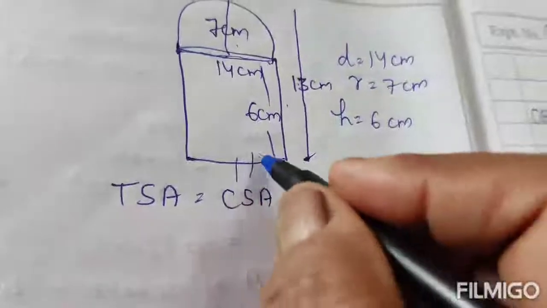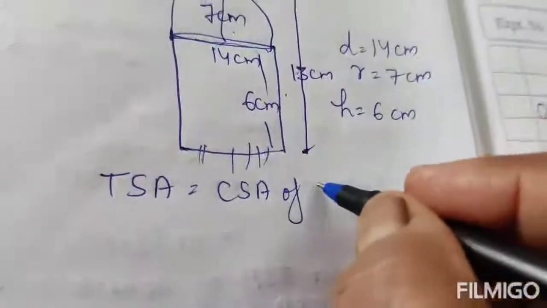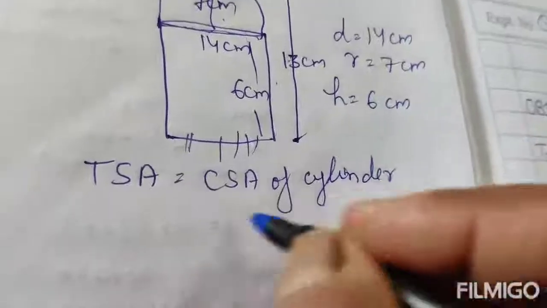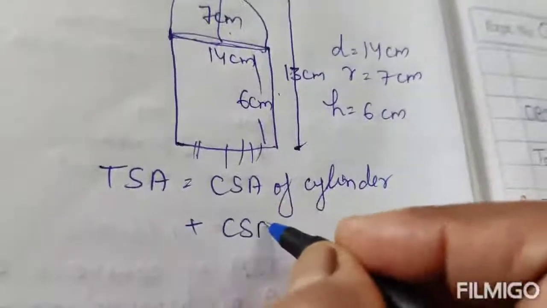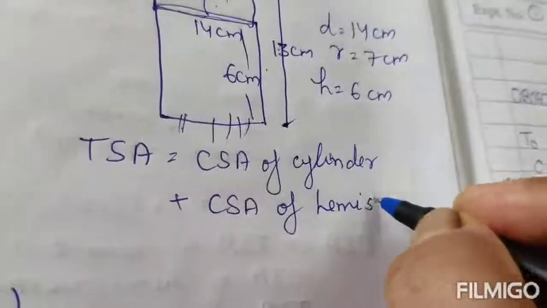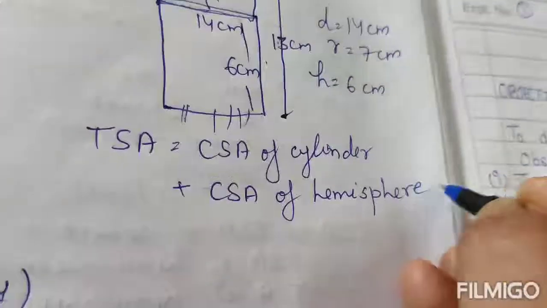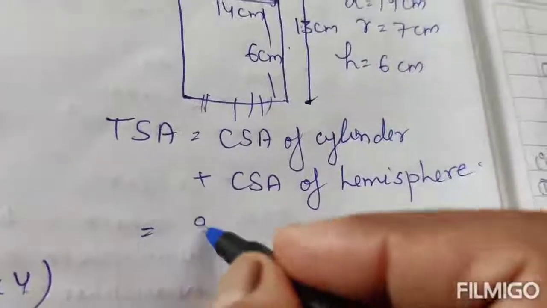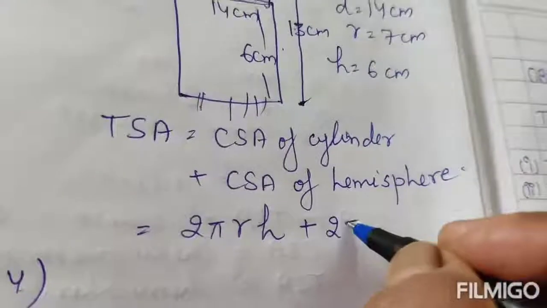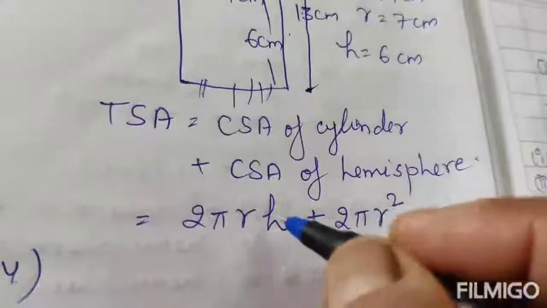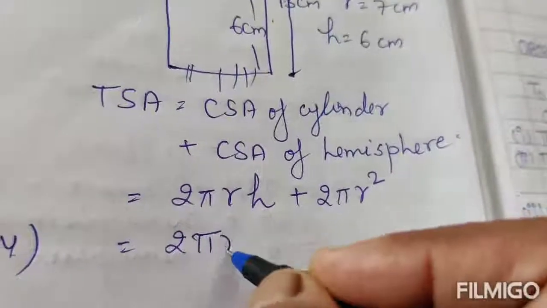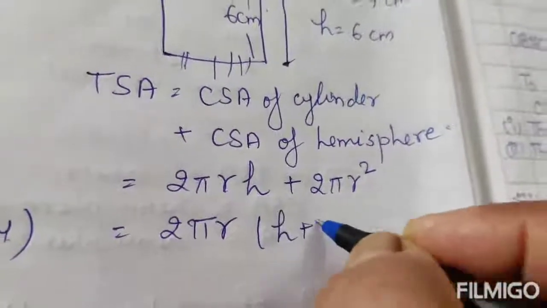because there is a hollow, there is no need of a base, plus the CSA of the hemisphere. The CSA of the cylinder is 2 pi r h and the CSA of the hemisphere is 2 pi r square. Because r is the same, taking common 2 pi r in bracket h plus r.